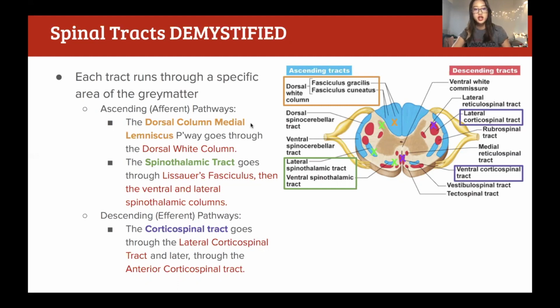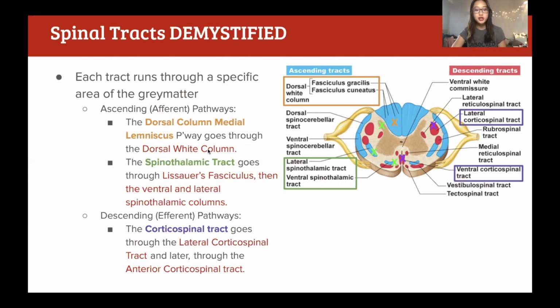As you can see, this is an error right here. It should be white. It should be just the spinal cord. I'm going to fix that in the final edit of this PowerPoint slide. So they run through the white matter and they're located on the dorsum. That's why they're called the dorsal white column.